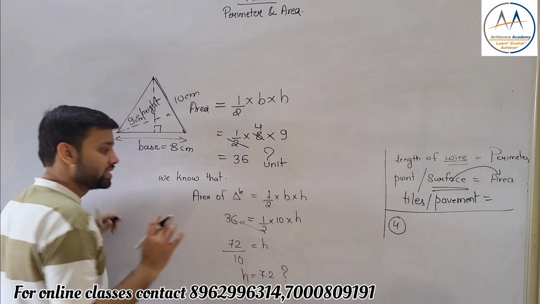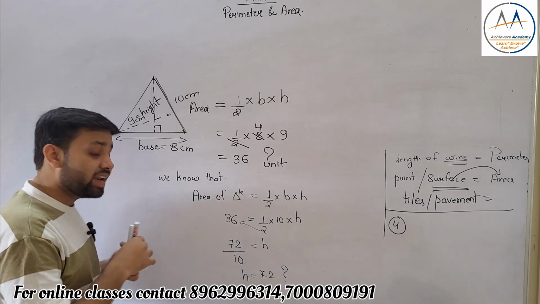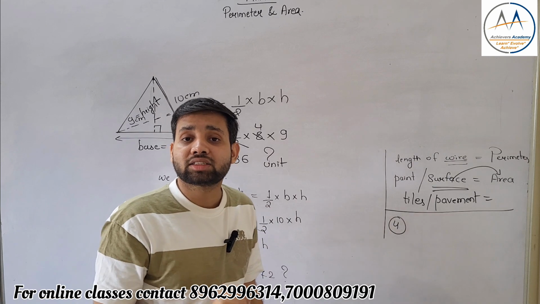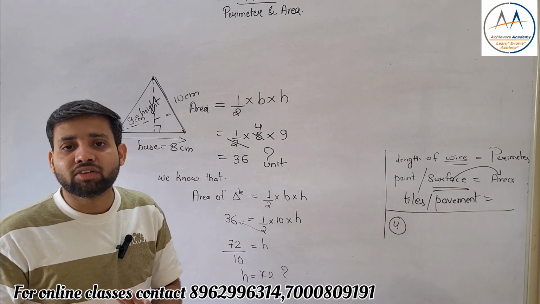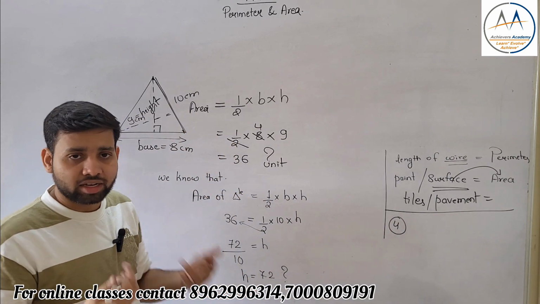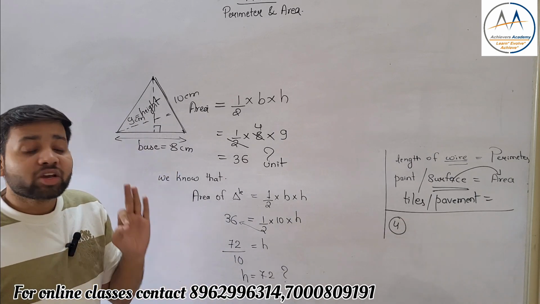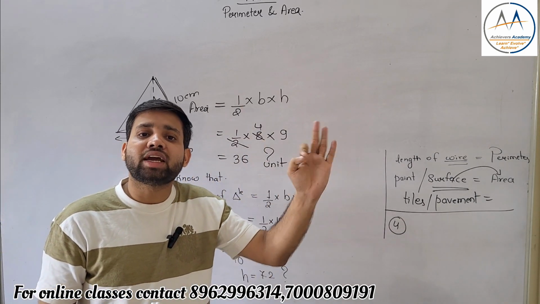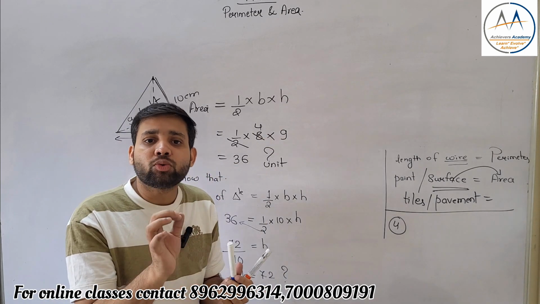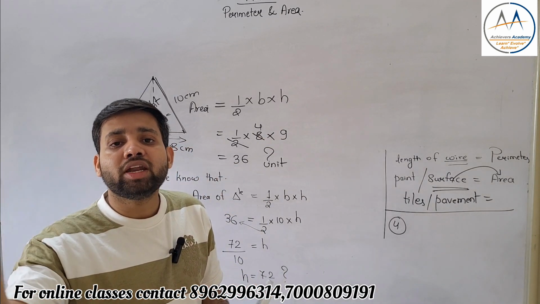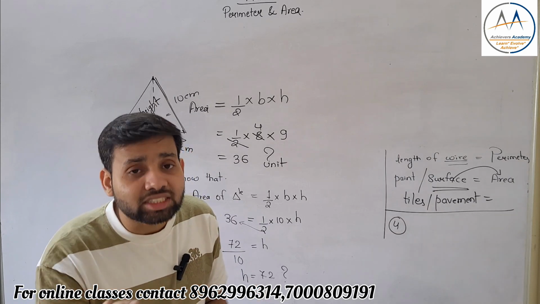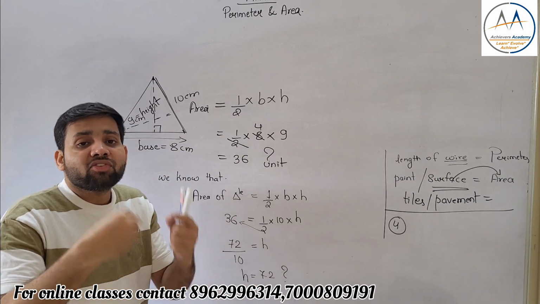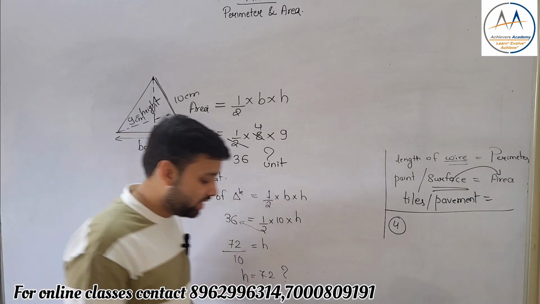Again, you will decide the unit, and then write the final answer. Always write the answer in terms of the question asked. Don't just write that the height of a triangle is 7.2 centimeter. Why? Because they asked to find the height corresponding to the side of 10 centimeter. So write like that only: the height of the triangle corresponding to the side of 10 centimeter is 7.2 centimeter. Understood? This is the standard way of writing.